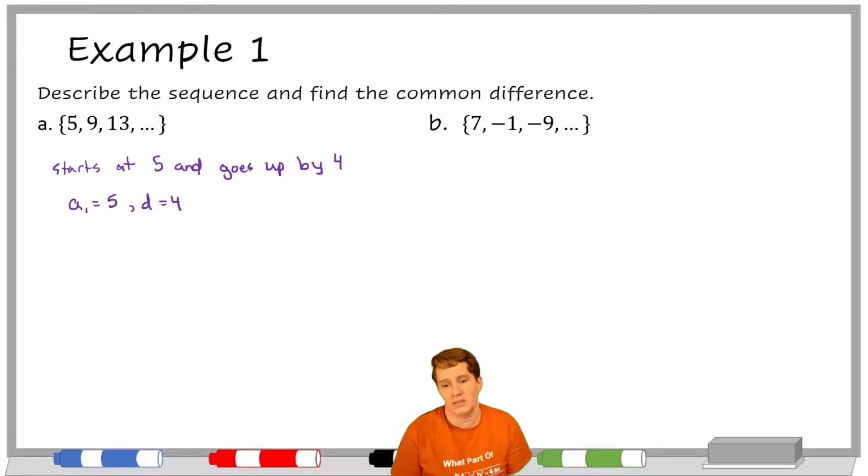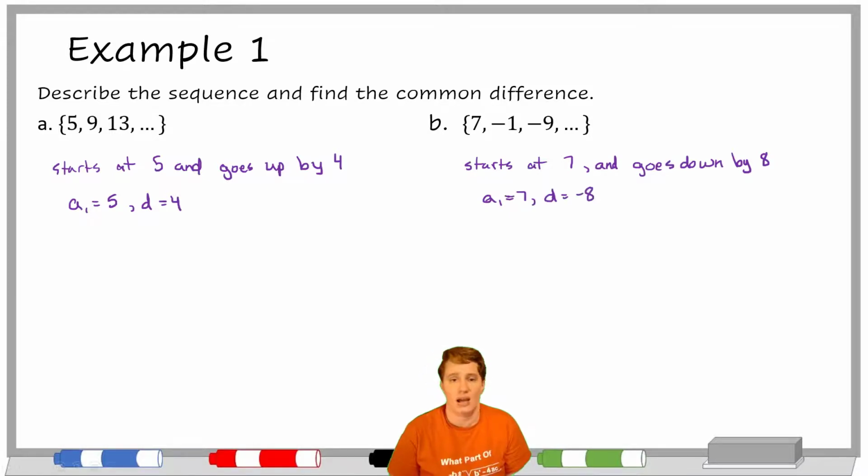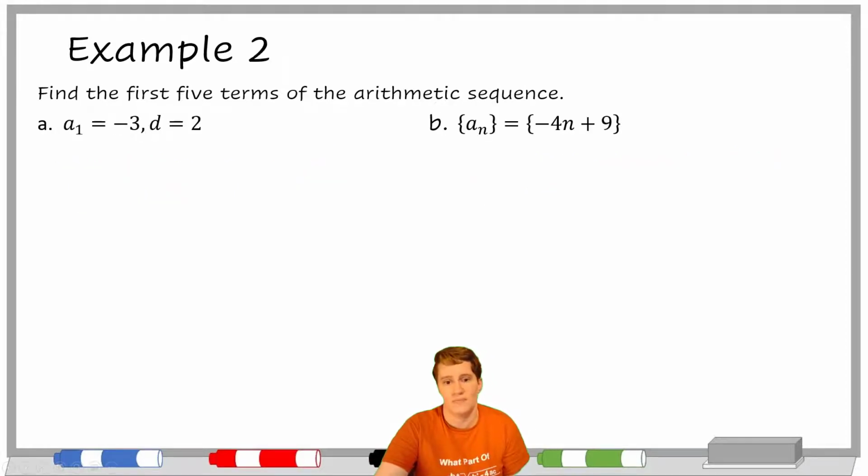On B here, this starts at 7, and it actually goes down by 8. And the reason to have both of these actually is to point out, okay, A1 is 7, D is -8. So you can have a negative common difference, and that means that you're actually subtracting instead of adding to get each of your next terms. So that's how we would do that.